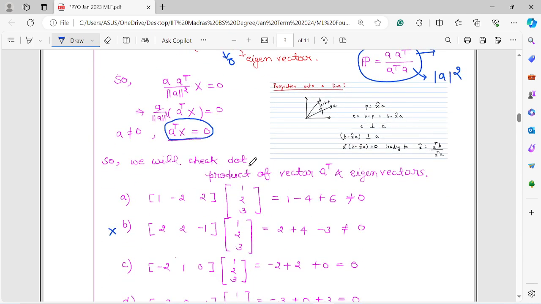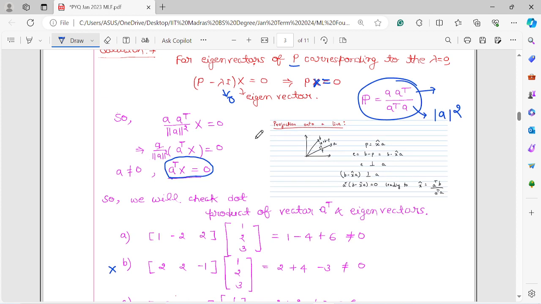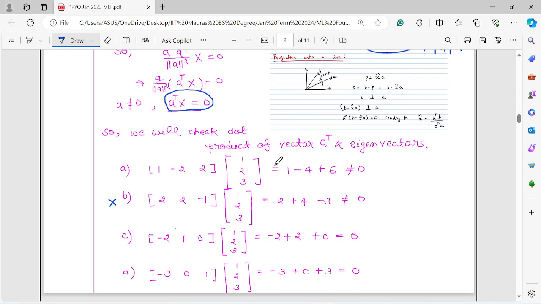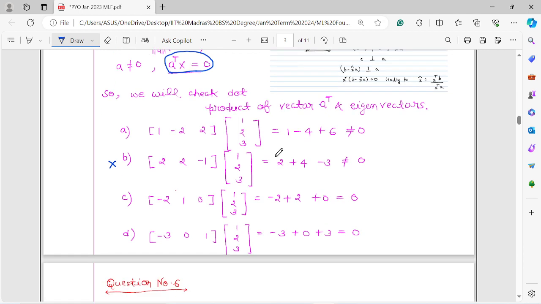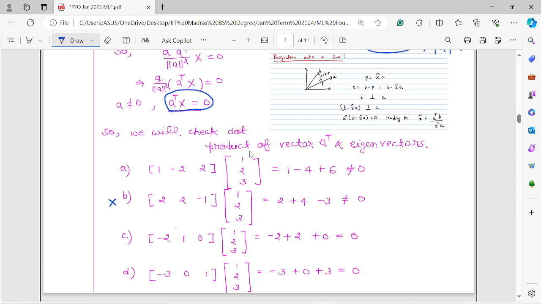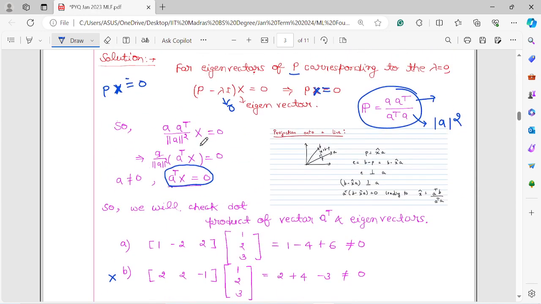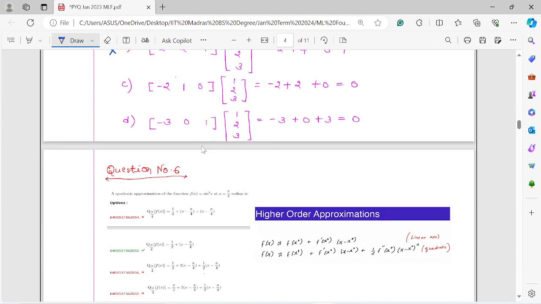This is a very tricky problem, but you can easily find it out. You can also proceed with the lengthy process by finding the projection matrix A transpose upon A transpose A, and then multiplying with x equal to 0 and solving for the vector x. This is a very lengthy process, but we don't follow this method, and we follow this smart way to find the correct options. Okay, so let us proceed with the next problem.